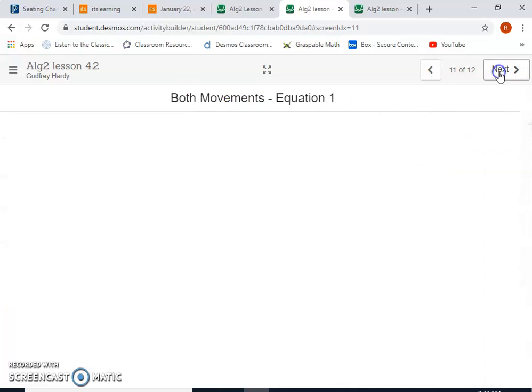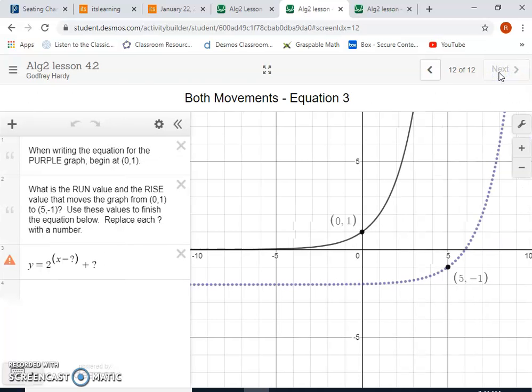If you struggle with the first one, that's fine. You have two more problems very similar to it, and hopefully by the third problem you'll have an idea of how you can use slope to figure out those two numbers.